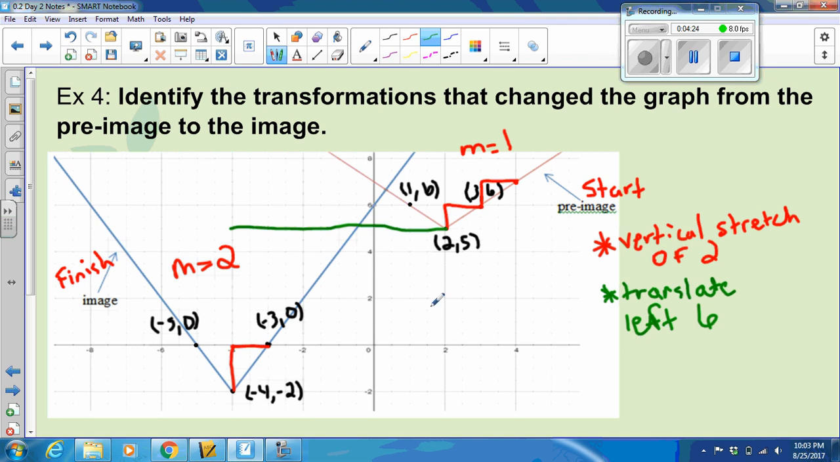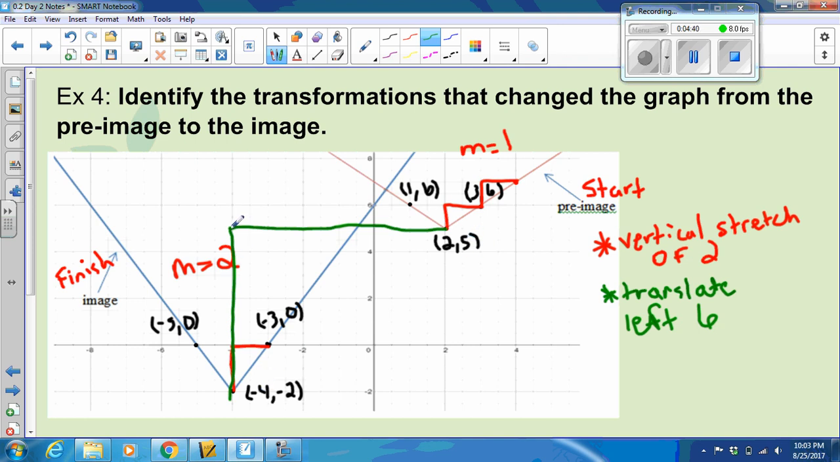Now we have to see if we shift up or down. Well, our other vertex of the image is going down. So we know we're going to translate down, but now we have to see by how many units. So that's looking at your y value. So we basically go from 5 to -4.